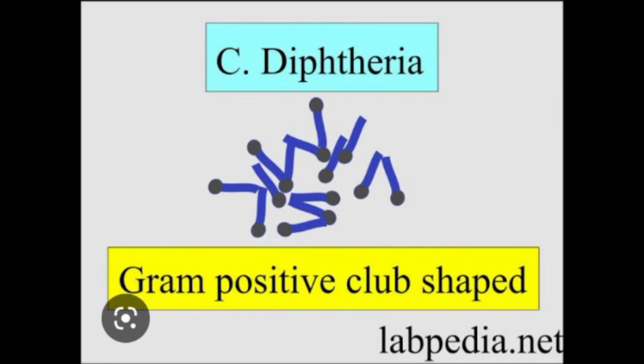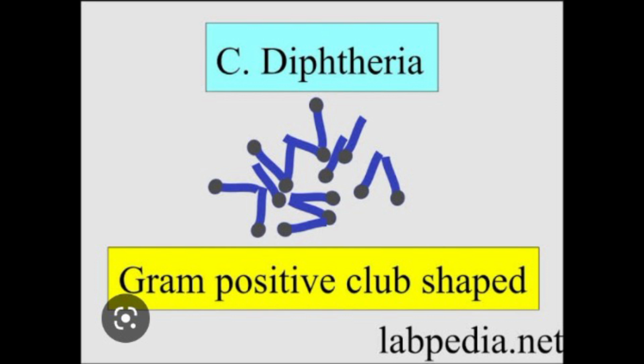Corynebacterium. The most important member of the genus Corynebacterium is Corynebacterium diphtheriae, which causes diphtheria in humans. Corynebacterium diphtheriae morphology: these are thin, slender, gram-positive bacilli, but tend to be decolorized easily, and measure approximately 3 to 6 micrometer by 0.6 to 0.8 micrometer.